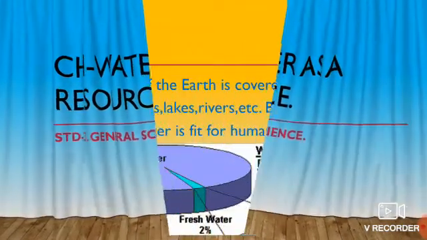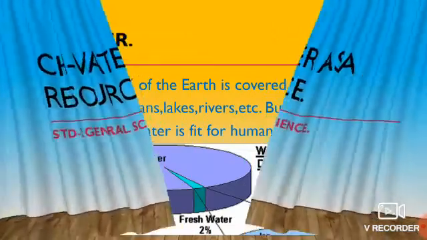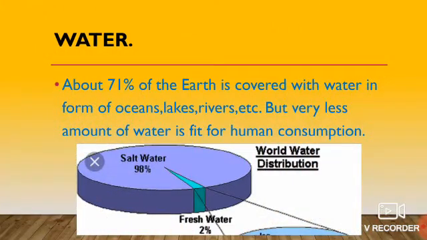Children, do you know that about 71% of the earth is covered with water in the form of oceans, lakes, rivers, and other water bodies? And the rest is land on which we live. But very less amount of water is fit for our consumption. About 98% water is salty water and only 2% water is fresh water that is available for our use. It is so less, isn't it?